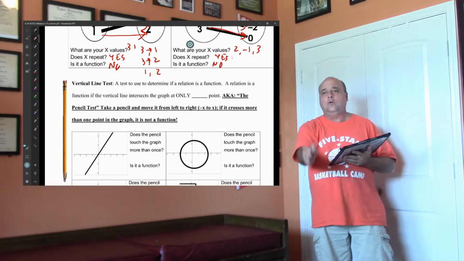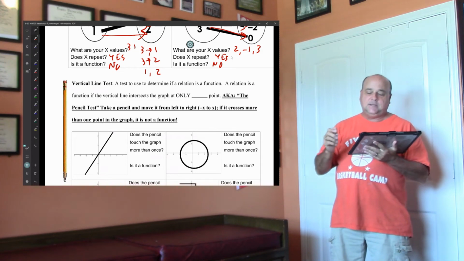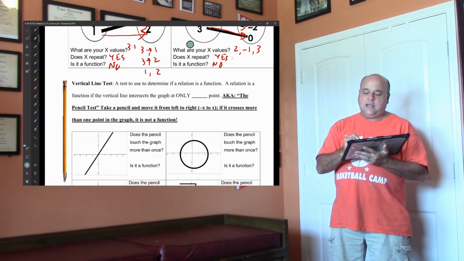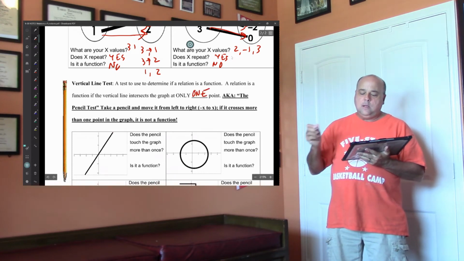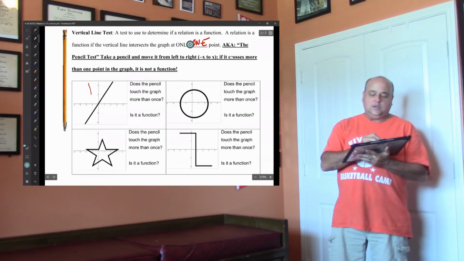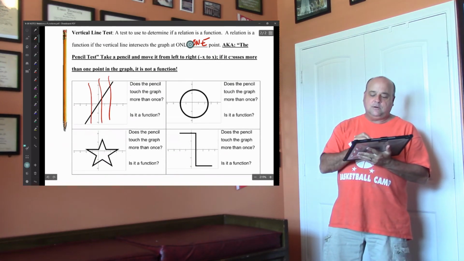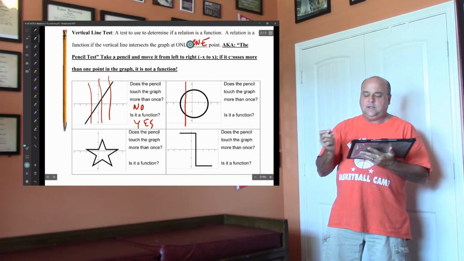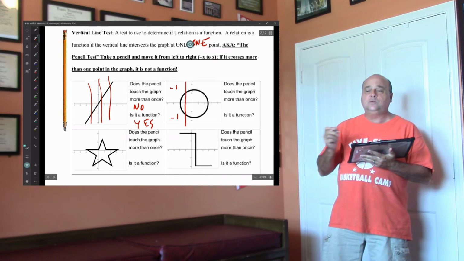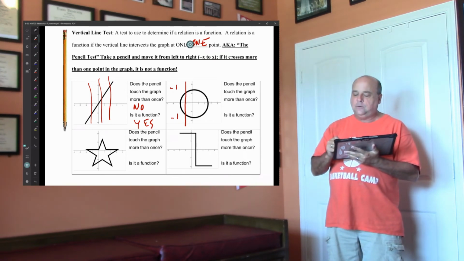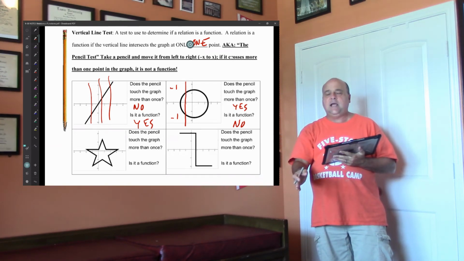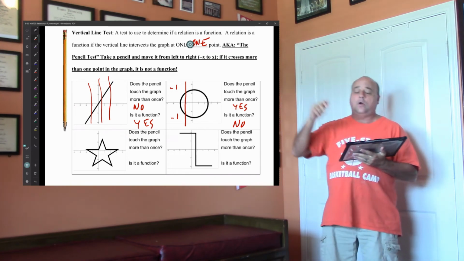On a graph, if a vertical line crosses it more than once, the x value repeats. A relation is a function if the vertical line intersects the graph at only one point. So right here, if I were to draw a vertical line through there, it is a function, right? Does the pencil touch the graph more than once? No. Is it a function? Yes. On this one right here, notice I could do this, and that negative 1 would count twice, wouldn't it? So the x's are repeating. Is it a function? No.